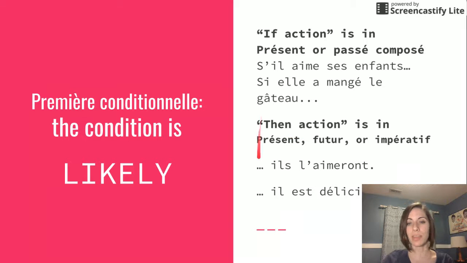If she ate the cake, it is delicious. In English, we will say then, we'll say if she ate the cake, then it's delicious. But in French, they actually don't need the then at all. You just do the C clause conjugations, and the then is implied.